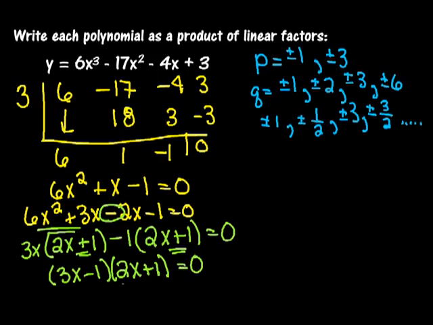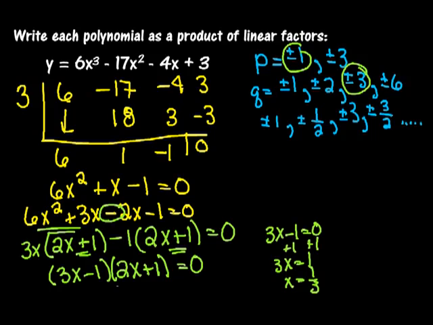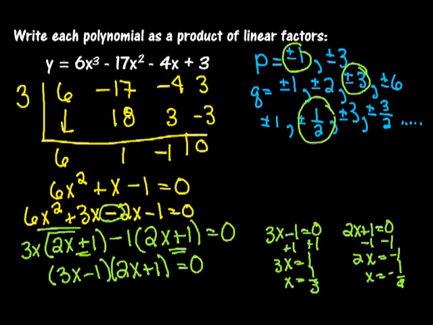Now you're probably wondering, well, which one of these is in my zeros? Well, actually, let's do that. We have 3x minus 1 equals 0. Add 1, so 3x equals 1, so x equals 1/3. And we would have gotten that right here, 1 over 3, 1/3. The 2x plus 1 equals 0, minus 1, 2x equals negative 1, so x equals negative 1/2. And that's also one of my possible zeros.